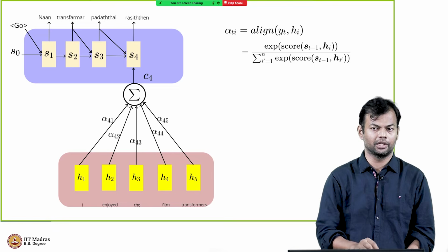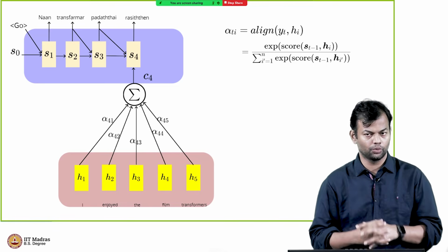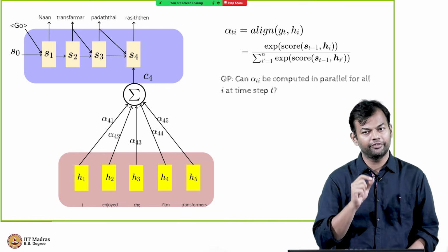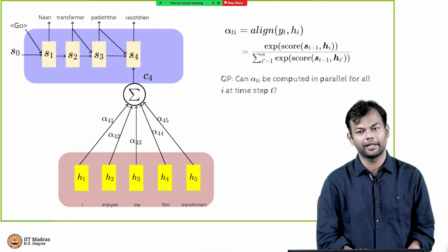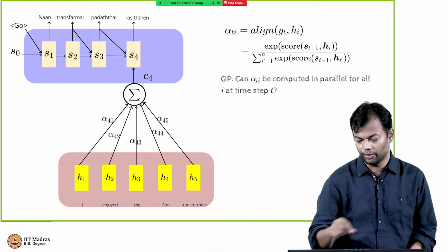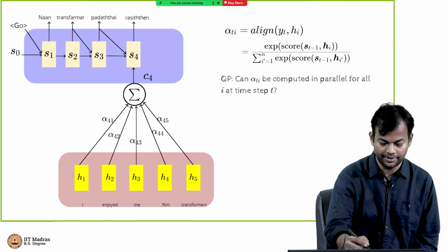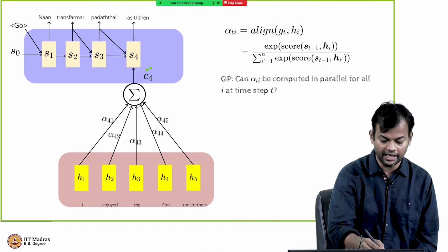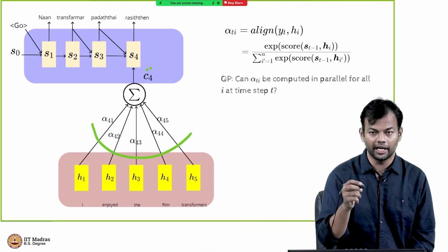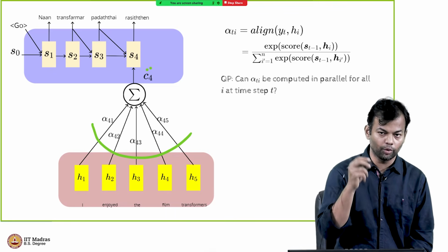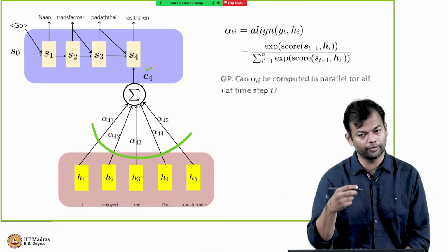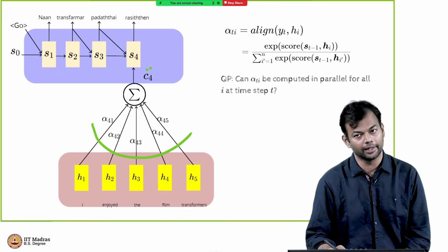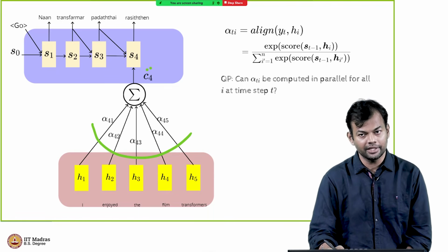And here's a question now, right? And this is what will lead us to our eventual discussion on transformers, right? So can alpha ti be computed in parallel for all i at time step t? So what is the question that I'm asking? I'm at a particular time step, say time step 4, right? So I'm asking, can all these alphas, alpha ti with t equal to 4, so alpha 4 1, alpha 4 2, 4 3, 4 4, 4 5, because i can take values from 1 to 5, can they be computed in parallel, right? And the answer is yes, right?